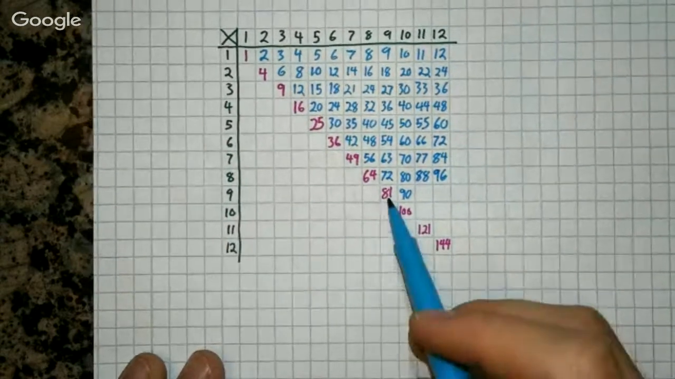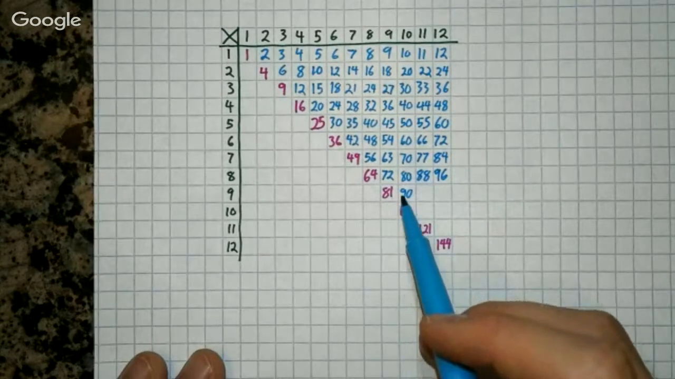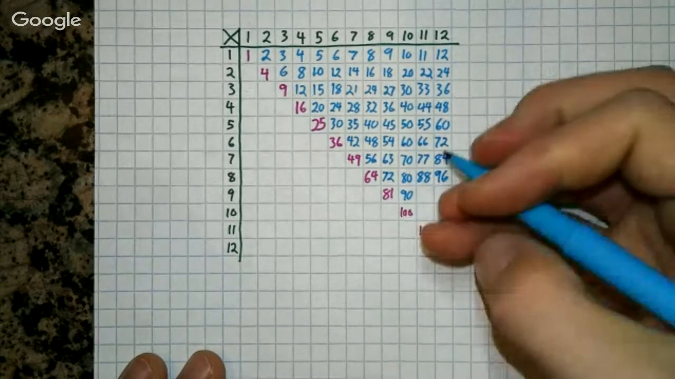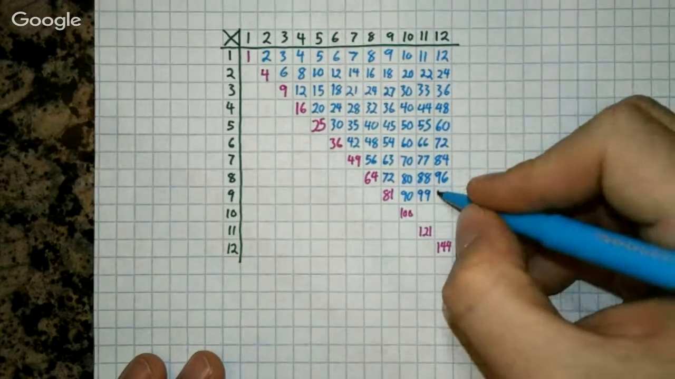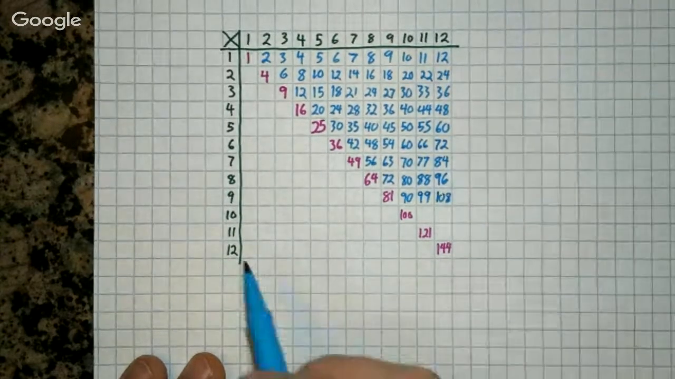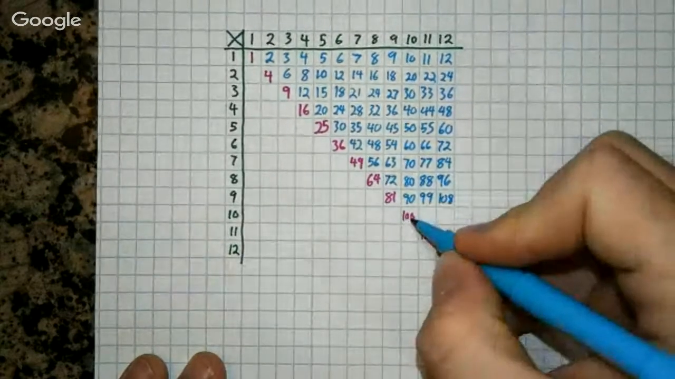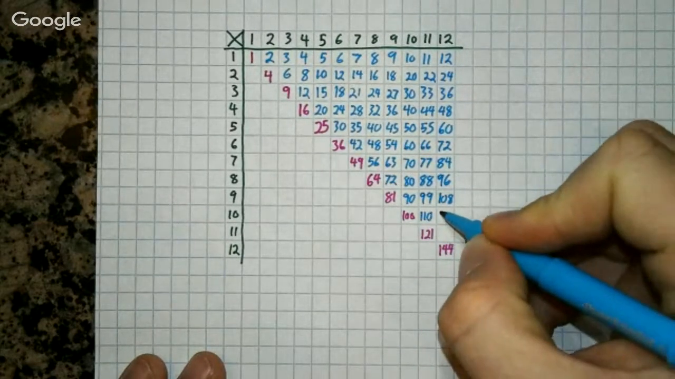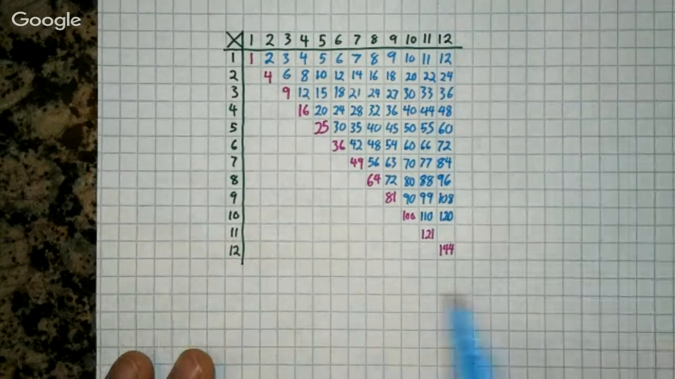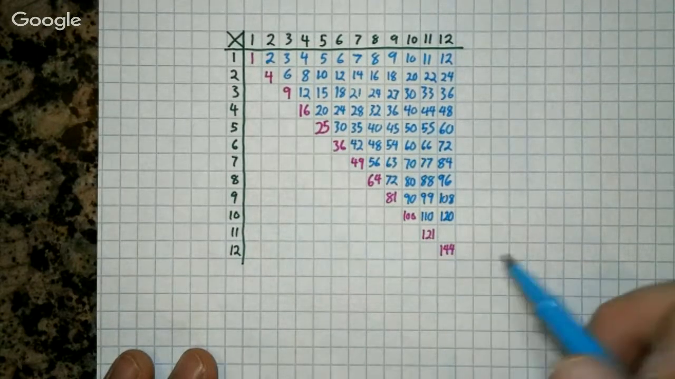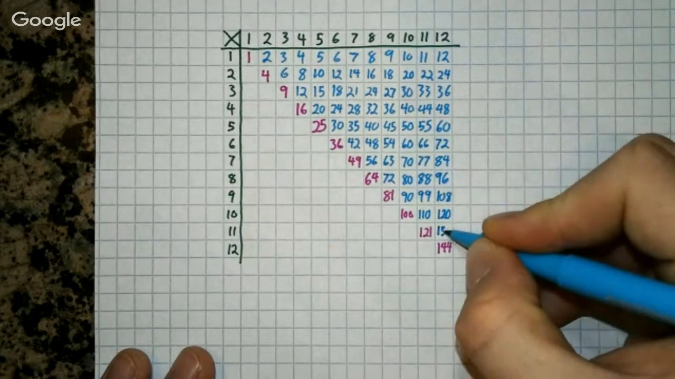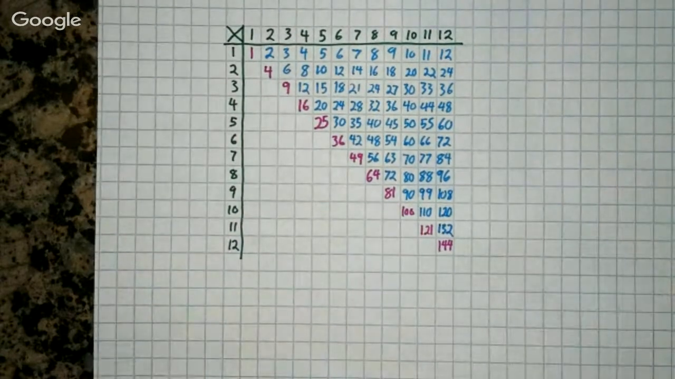Almost done. Now 9 times 9 is 81. 9 times 10 is 90. 9 times 11 is 99. And then 9 times 12 is 108. 10, oh, that's easy again. 100, 110, 120. 11 times 11 is 121. 11 times 12 is 132. And then we have our 12 times 12 is 144.